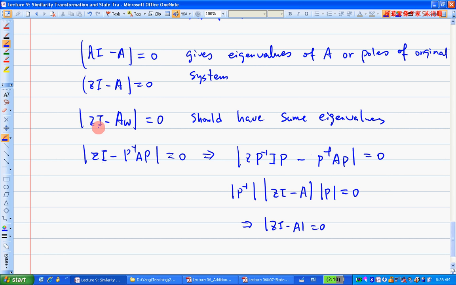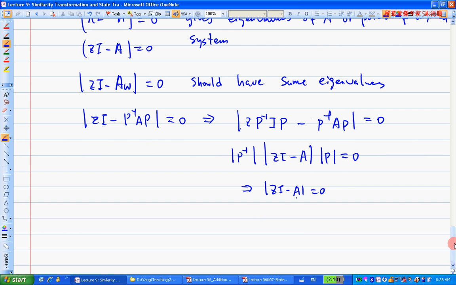So that easily tells us the process of finding the eigenvalue of AW is the same as finding the eigenvalue of A. So basically, you're not changing the system. They have the same eigenvalues or the same poles. That's similarity transformation. So you can do any similarity transformation without worrying about whether you're changing the system or not.